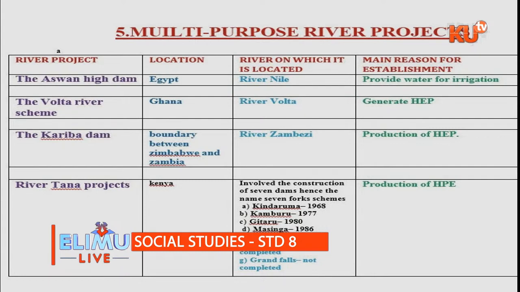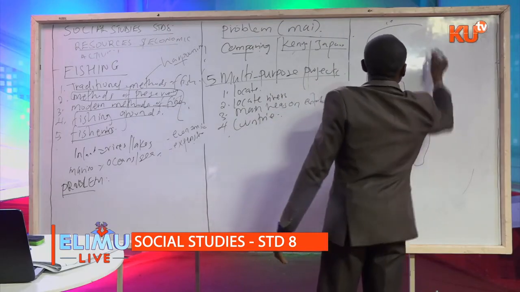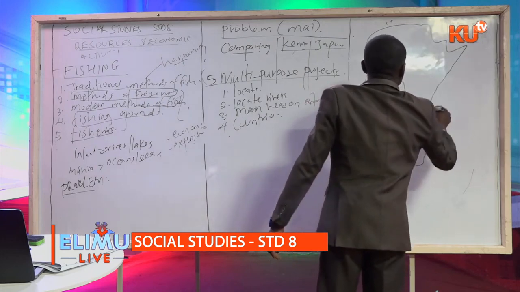And then the candidate can also be asked about the main reason for establishment of these multipurpose river projects. Then also you can be asked in which countries are they located. So as a candidate, when you have the map of Africa, when an examiner draws for you a map of Africa, for instance, I'm just giving a sketch.